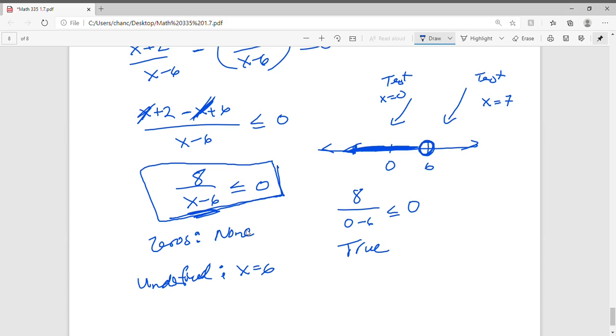Let's look at the right side of 6. That's 7. Is 8 over 7 minus 6 less than or equal to 0? No, that's false. That's 8. 8 is not less than or equal to 0. That's false. Don't shade to the right. So now we can write our solution as negative infinity to 6.